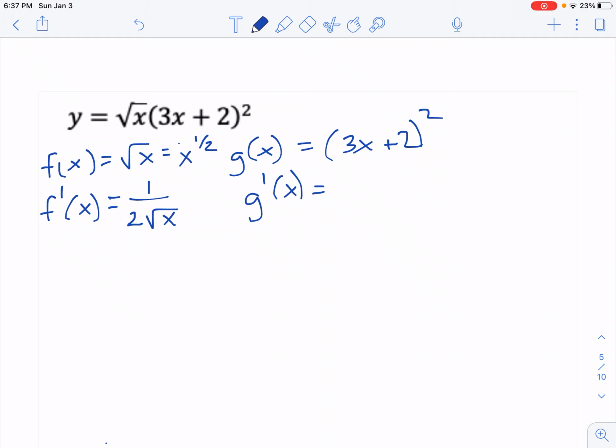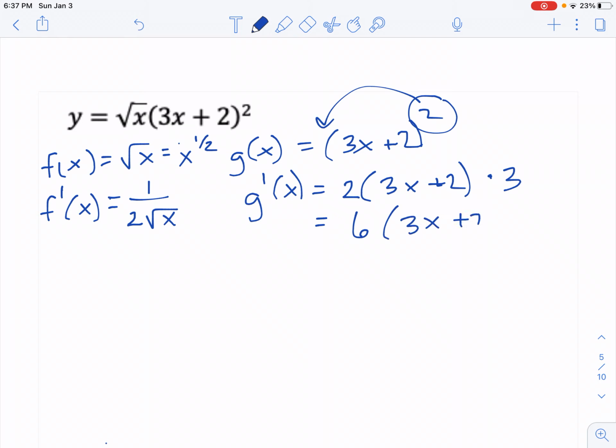All right, the derivative of g of x is 2. Use the power rule. Times 3x plus 2. And then don't forget to multiply by the derivative of the inside, which is 3. So if we simplify that derivative, we get 6 times 3x plus 2. And now we use our product rule.